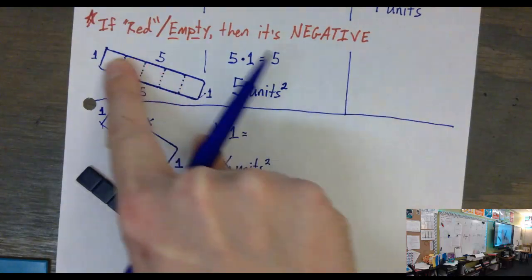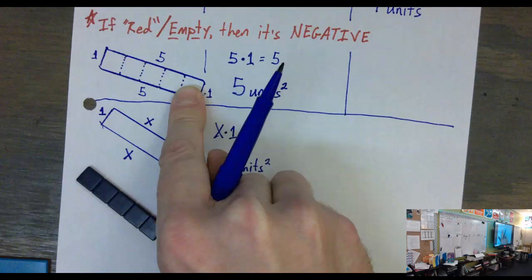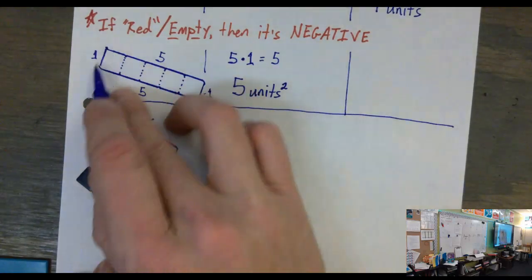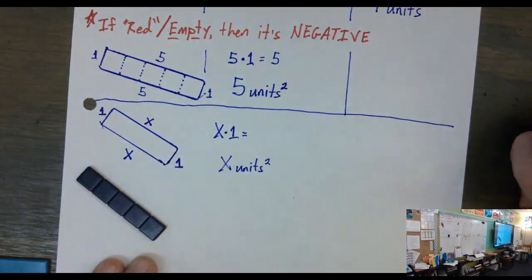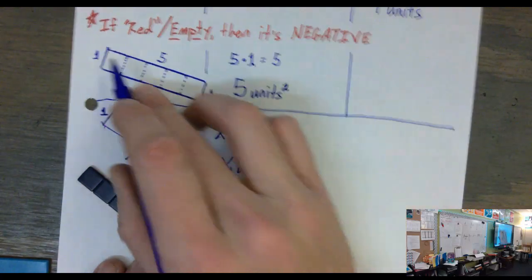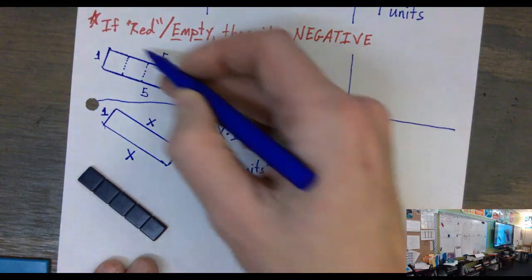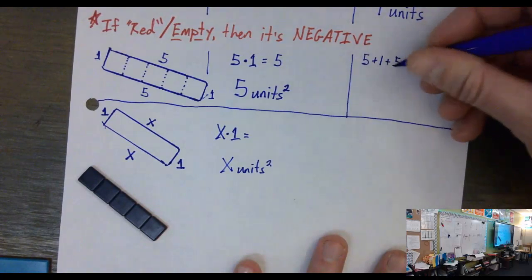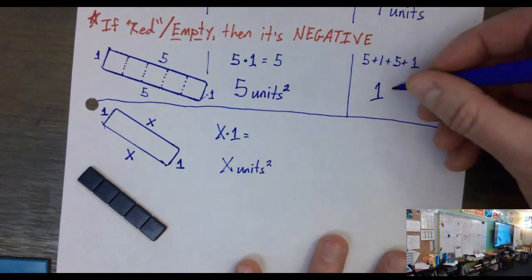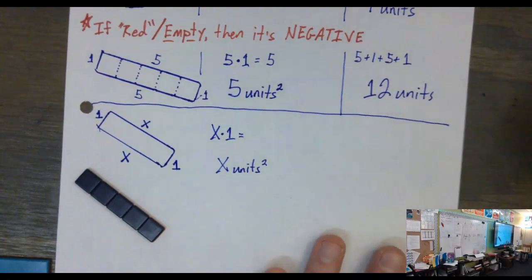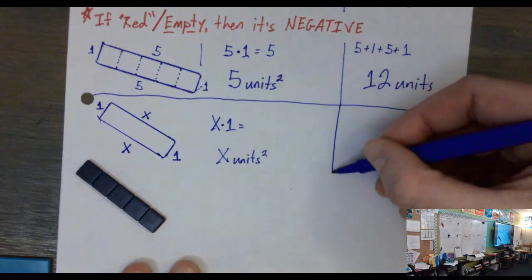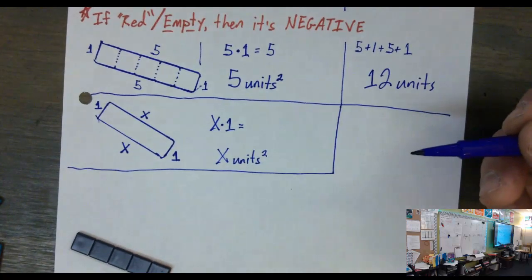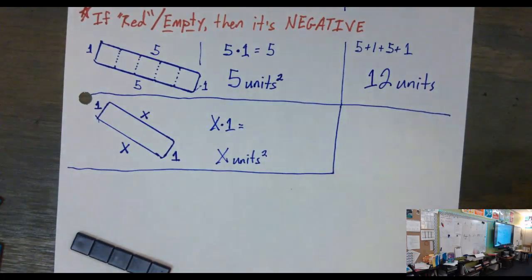Sophie, can you help me with the perimeter of the 5 tile? Yeah, so what did you get when you counted around? Well, for the perimeter, the outside edge. Yeah, because we got 5 plus 1 plus 5 plus 1. So really, our perimeter here is 12. Now our perimeter for our X tile.